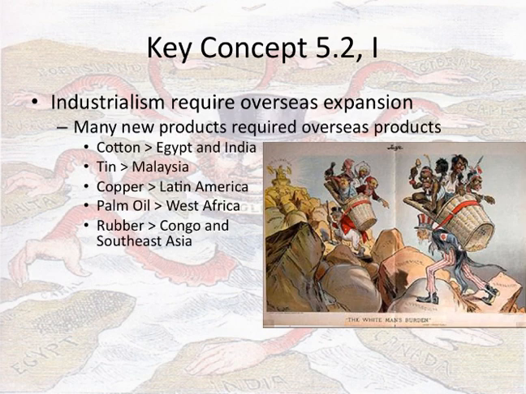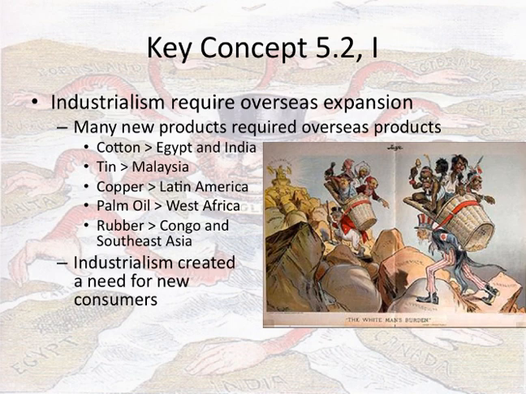So here are some new products that required Europe to go overseas. Cotton, as we said before, comes from Egypt and India and also the United States. But when the United States goes through its civil war, it forces England elsewhere to find these products, and that's why they end up in places like Egypt and India. Tin, an important metal used in the industrialization process, can be found in Malaysia, as well as other places. Copper, which is used in wiring for electricity that comes later in the 1800s and the early 1900s, is found in abundance in Latin America. Palm oil, which literally greased the wheels of industrialization, can be found in West Africa. And then, of course, the infamous rubber can be found in the Congo and Southeast Asia. In order to get these things, European countries had to go outside of their own borders.